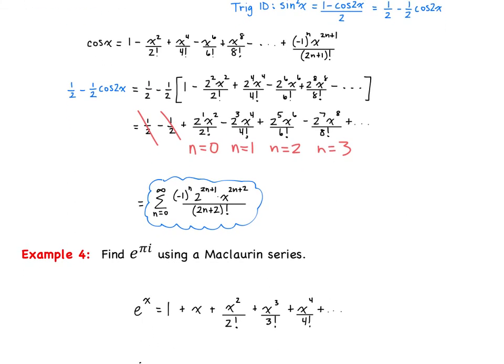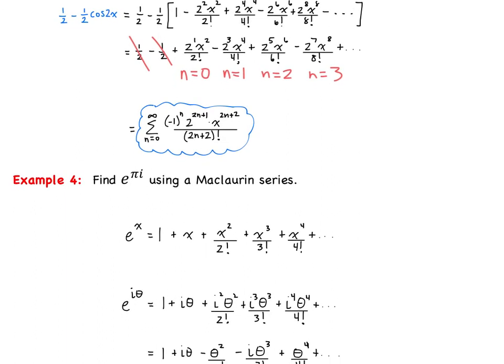All right, so hopefully you remembered e to the x is 1 plus x plus x squared over 2 factorial plus x cubed over 3 factorial plus x to the 4th over 4 factorial. All right, so now instead of just plugging in pi i for x, I'm going to change things up just a little bit. Let's go ahead and substitute i theta for x, okay? So i theta for x, and I'm also going to distribute the power to the i right away. So it's going to look like this, okay?